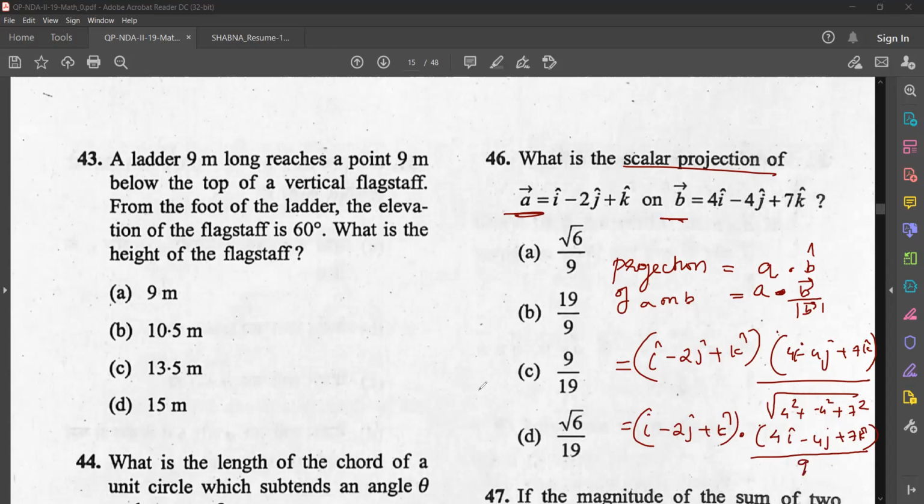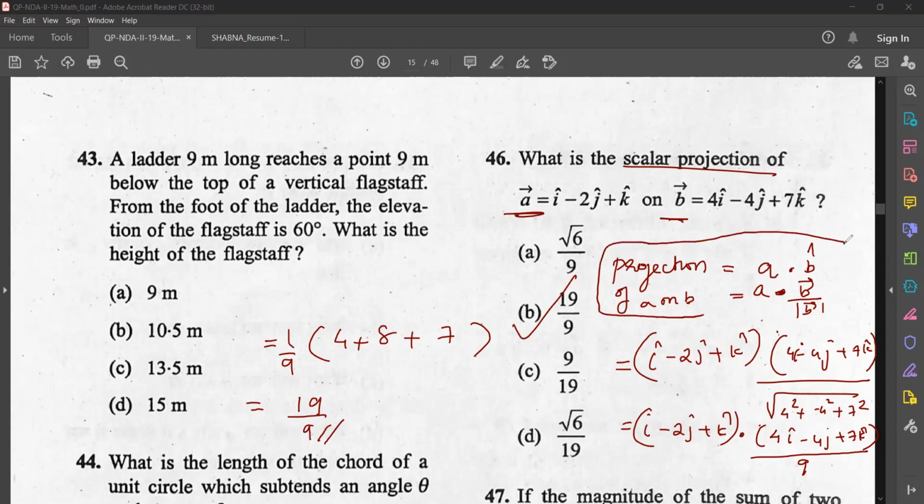So that is 9. Just take the dot product here: 1 by 9 into 1 into 4, 4, plus minus 2 into minus 4, positive 8, plus 1 into 7, 7. So 12 plus 7, isn't it? So 19 by 9. You will get the projection as 19 by 9, option B. This is a direct question; you only have to learn this formula by heart: projection of A on B is A dot B cap. Okay.